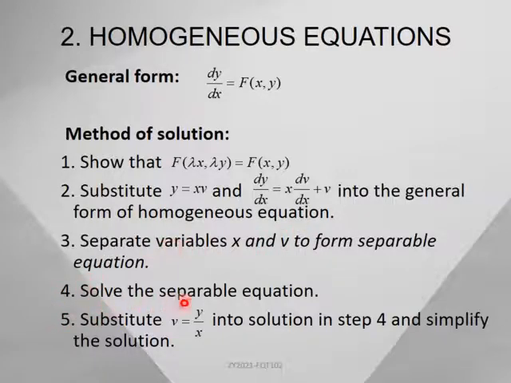Next we can solve the separable equation, because when we separate both variables, it becomes a separable equation, and we can solve it using the method we have used for separable equations, which we have learned in the previous subtopic. Then after we have solved the equation, we need to substitute v equals y over x into the solution, and then we simplify the solution. That's it.